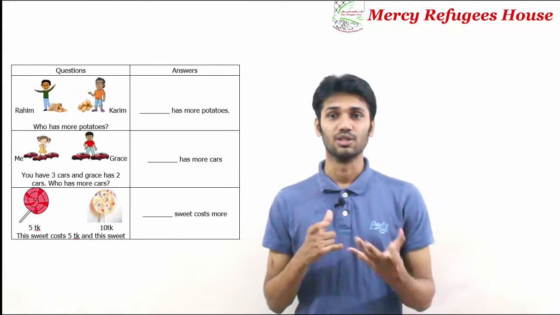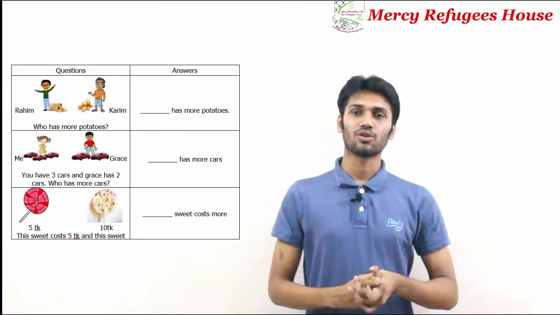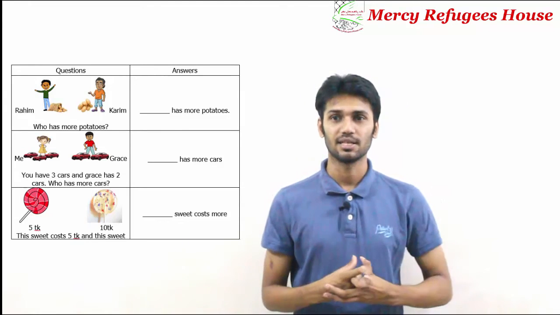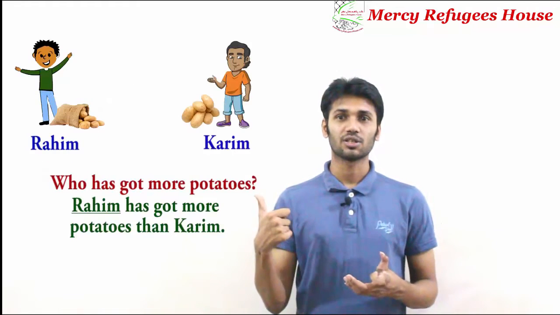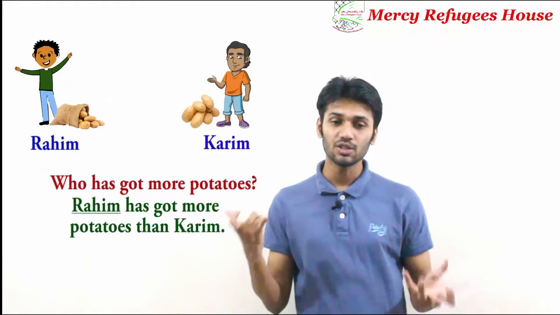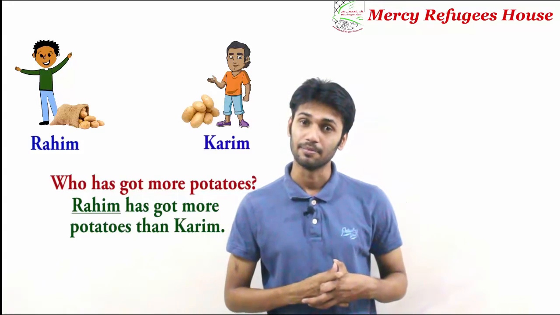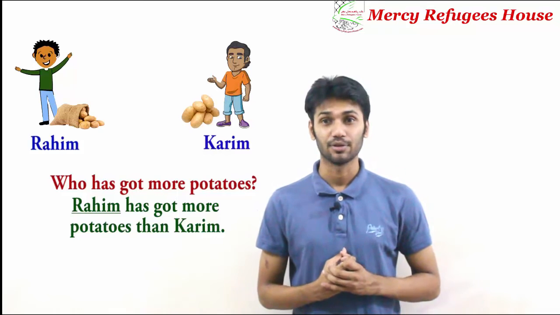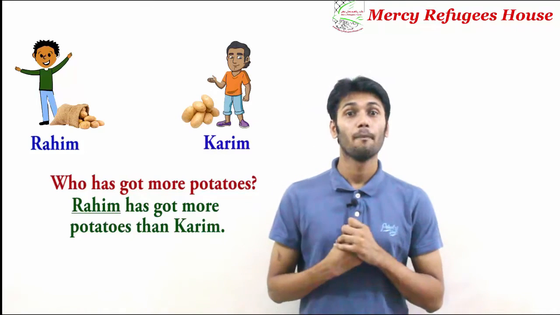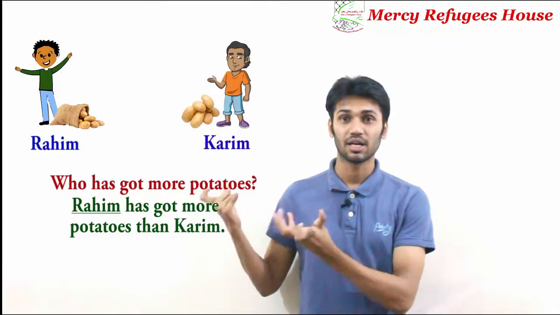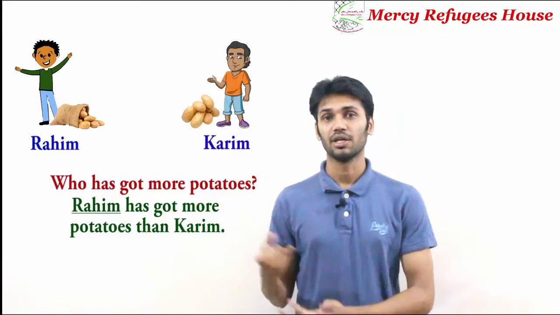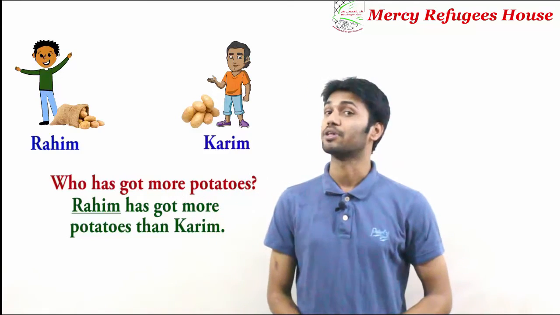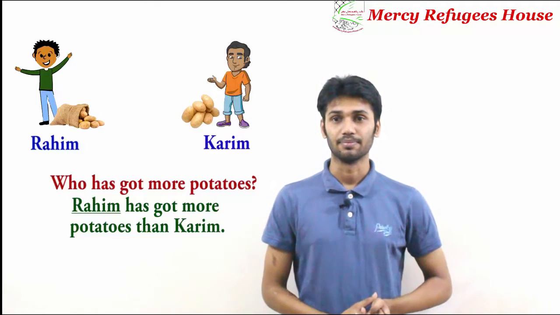Once they understand, you just go with this version. Now look at these boxes. There are some practices given. Look at these pictures. Potatoes. These two guys, they have got some potatoes with them. You ask the question, who has got more potatoes? Look at this, Rahim and Karim. Now Rahim has got more potatoes than Karim.